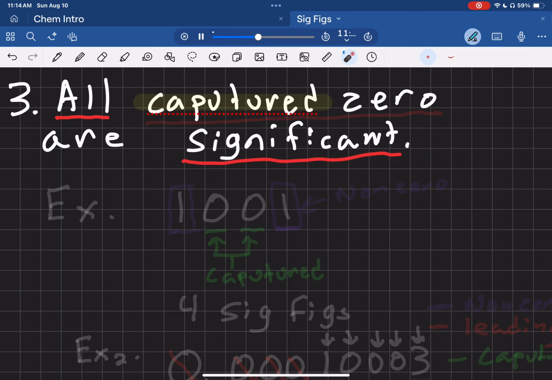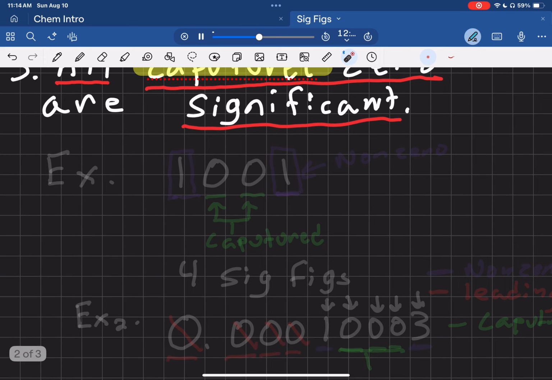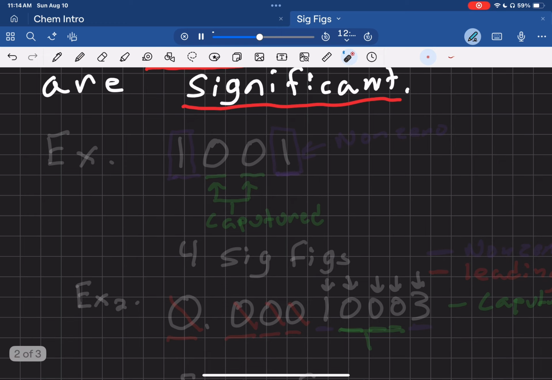What is a captured zero? Well, let's first stop and think about the word captured. What does captured mean? Well, captured means it's basically anything that's stuck, right? You're being held, right? So when we say captured zero, it's basically any zero that's in between 2 other significant numbers, right?